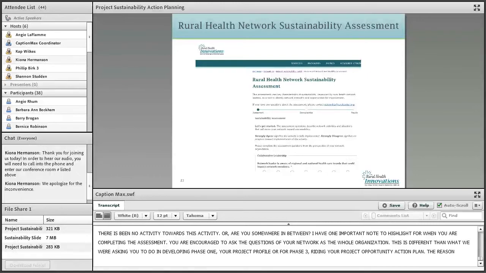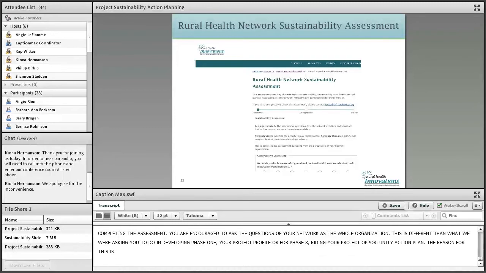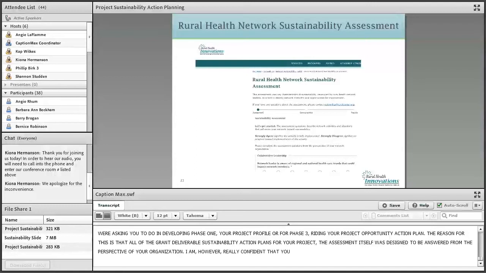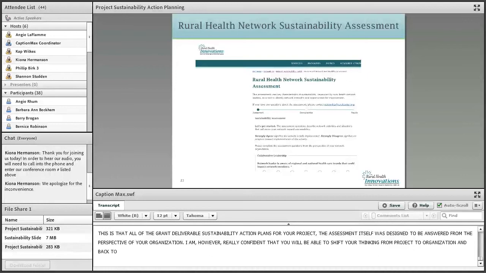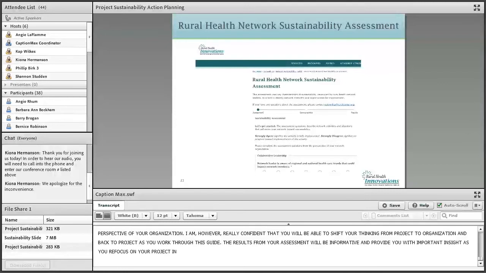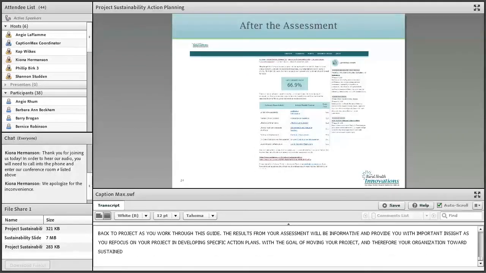The reason for this is that although the grant deliverable sustainability action plan is for your project, the assessment itself was designed to be answered from the perspective of your organization. I am, however, really confident that you will be able to shift your thinking from project to organization and back to project as you work through this guide. The results from your assessment will be informative and provide you with important insights as you refocus on your project in developing specific action plans, with the goal of moving your project and therefore your organization toward sustained activity.